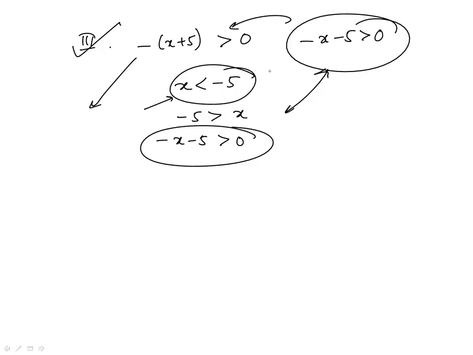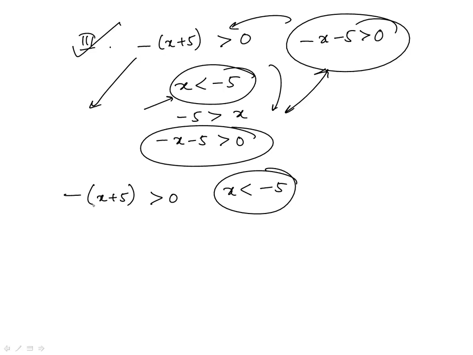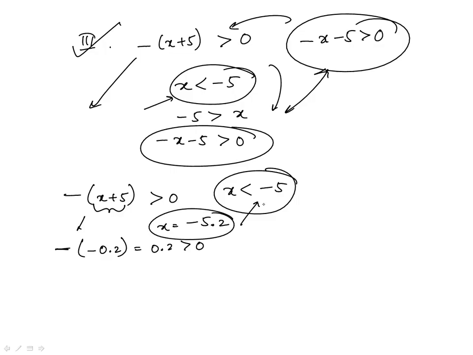Another way, if you're not comfortable doing this manipulation, you could also think in terms of numbers. You could say, okay, x is a number less than minus 5. So I know that this number, for example, if x is minus 5.2, is going to be negative, so in this case negative 0.2. But having a negative outside makes it positive and would be indeed greater than 0. And that would be the case for all values of x that are less than minus 5. So to recap, 2 and 3 must always be true, and the correct answer is choice D.